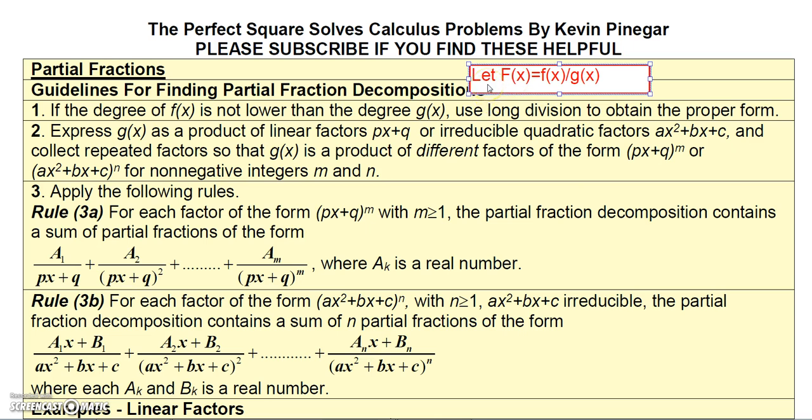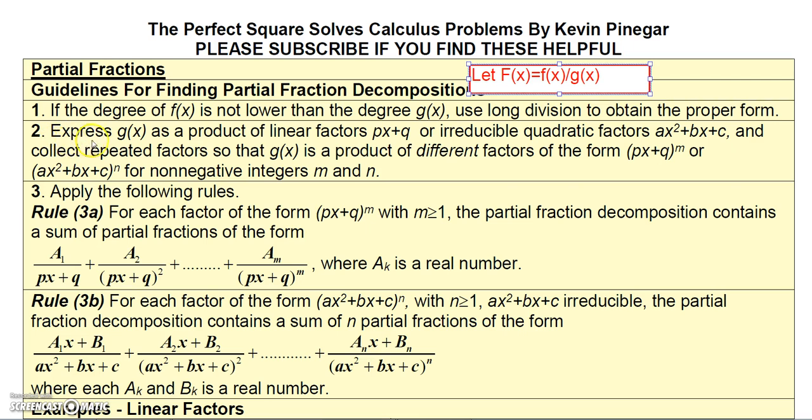And so the rules for finding partial fraction decomposition are given right here. Now, we're not going to worry about the first rule for now, but basically it just says if the degree of the numerator is not lower than the degree of the denominator, then you could divide the denominator into the numerator by using long division, and then rewrite the fraction. But on our problems, we're going to start out with problems where the numerator does have a lower degree than the denominator.